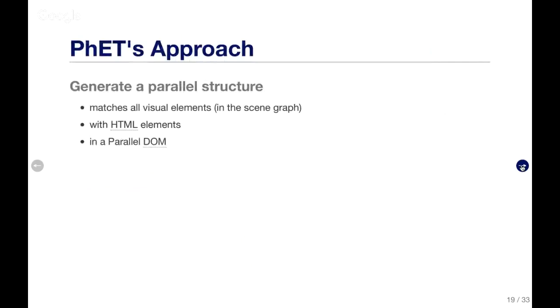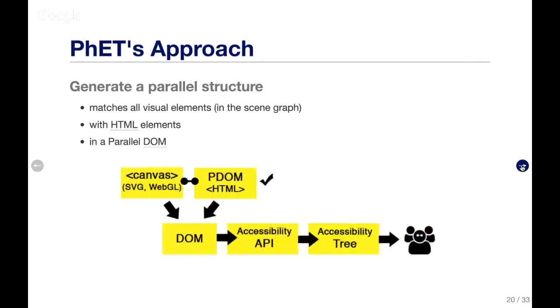So FET's approach to this problem was to generate a parallel structure that matches all visual elements in the scene graph in the visual sim with HTML elements in a parallel document object model. And so the approach is you have Canvas and SVG, and then you have a mirrored HTML structure, and that gives all the accessibility information to the DOM, which can pass it to the accessibility API and the accessibility tree, and then the sim can be used by a more diverse group of students.